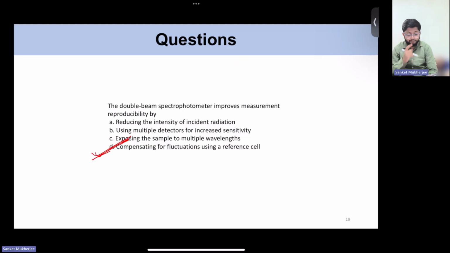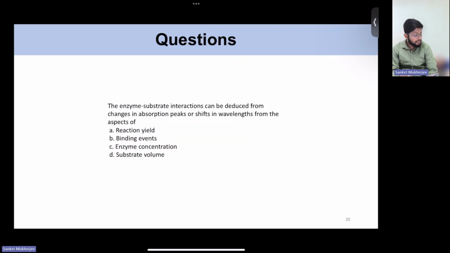So a double beam spectrophotometer has a reference cell, which gives two beams to compensate for fluctuations which can happen. Enzyme substrate interaction can be deduced from changes in absorption peak or shift in wavelength from the aspects of reaction yield, binding events, enzyme concentration, or substrate volume. Based on the binding events will be the answer. Reaction yield or enzyme concentration, substrate volume will not change it.